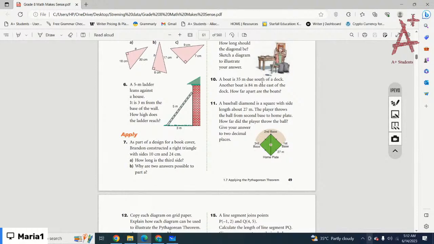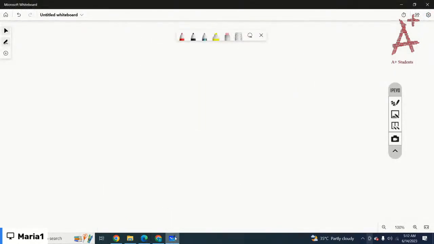So a boat is due south of a dock. Another boat is 84 meters due east of a dock. So how far apart are the boats? You have to calculate the distance between the boats. Got it? Okay, 35 and 84.